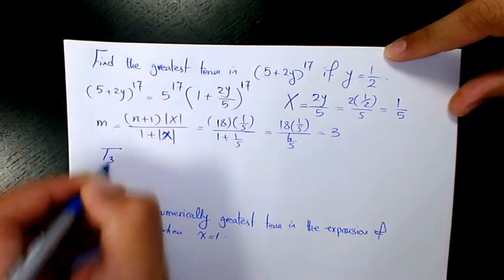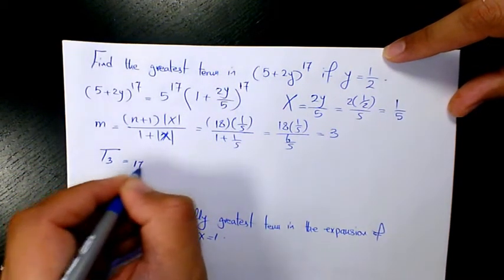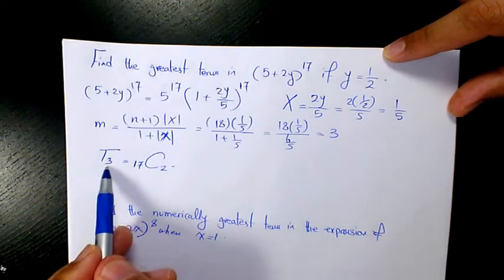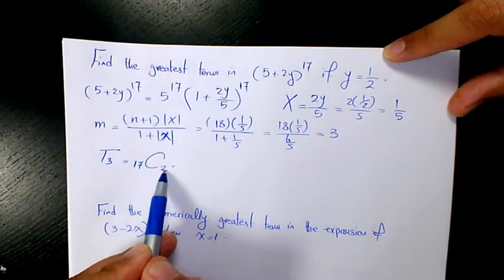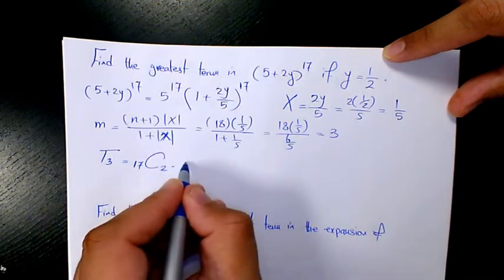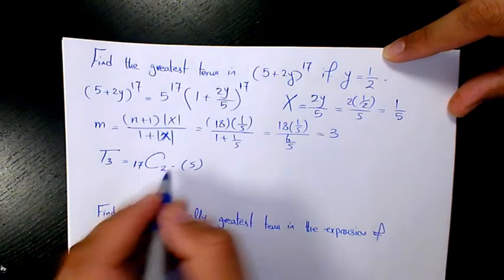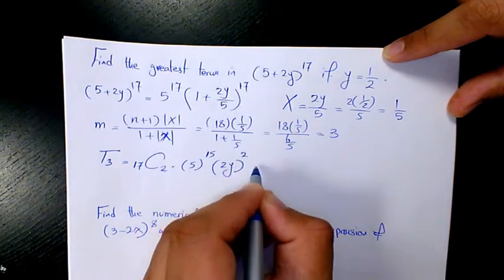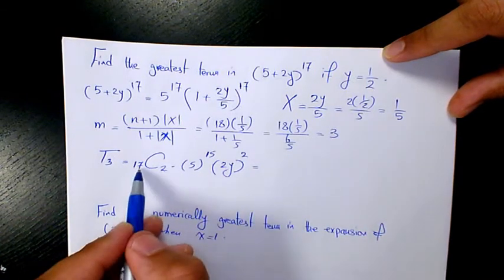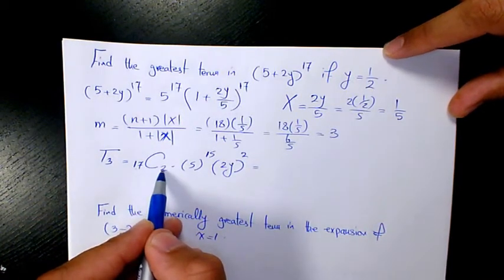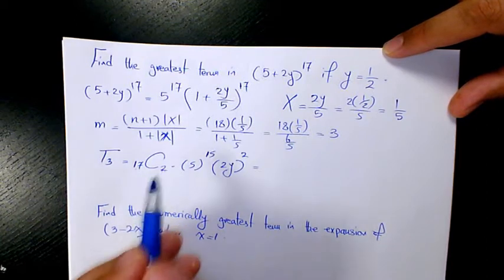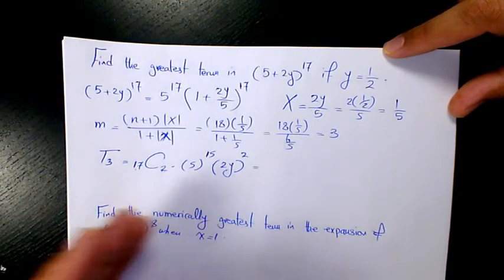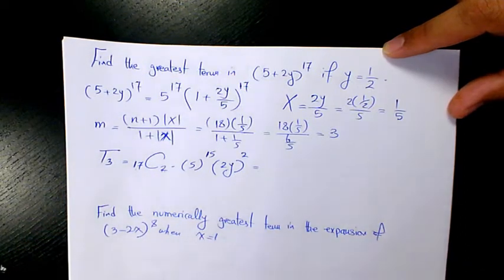So T3, which is going to be 17C2, because this one is r plus 1, so r is 2, times 5 to the power of 17 minus 2, which is 15, times (2y) to the power of 2. 17C2 is going to be 17 factorial divided by 2 factorial divided by 15 factorial. So 16 times 17 divided by 2 is going to be 17 times 8. That's going to be 136.